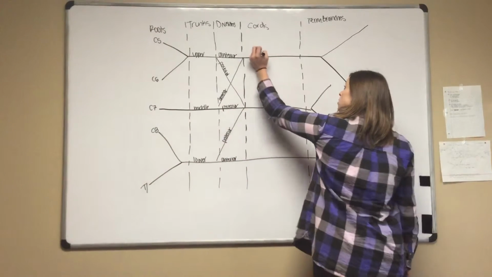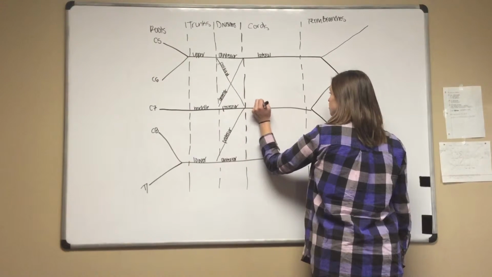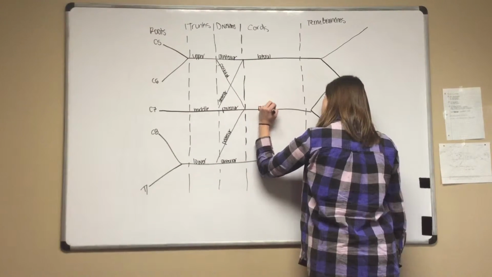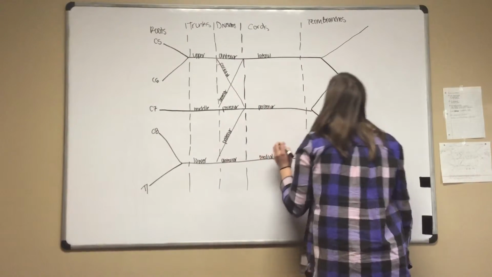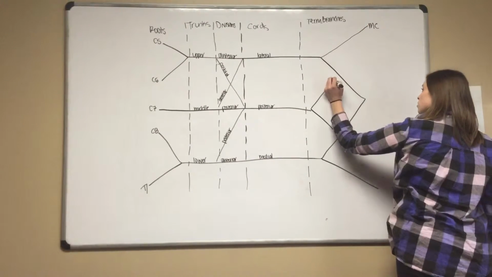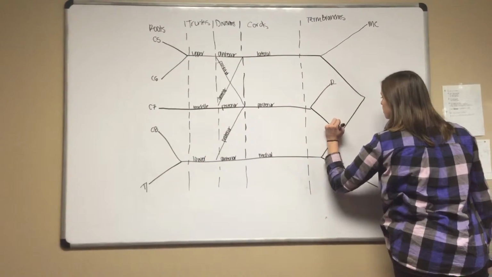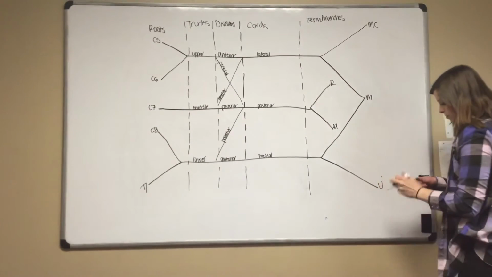Then the 3 cords are the lateral, the posterior, and the medial. The 5 terminal branches are the musculocutaneous, the radial, the axillary, the medial, and the ulnar.